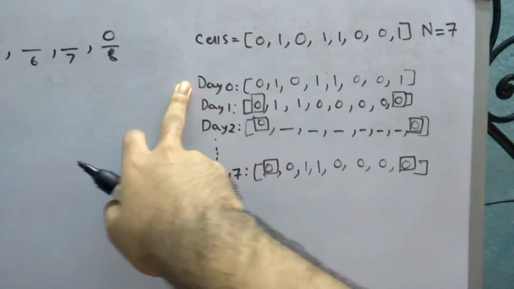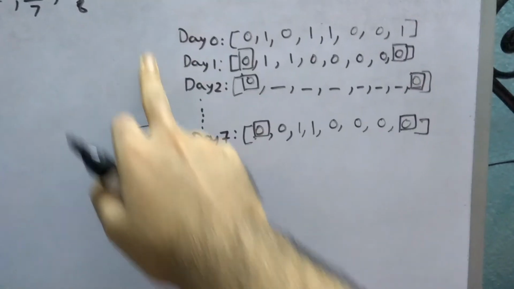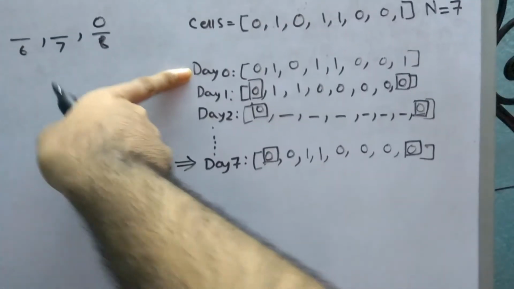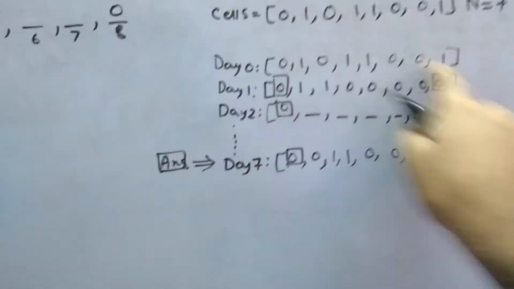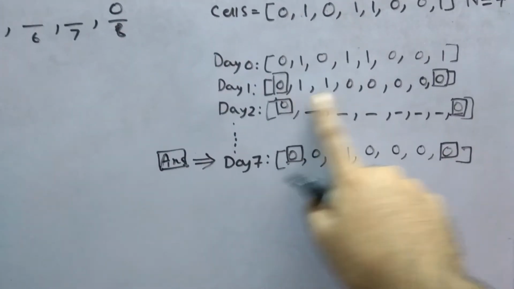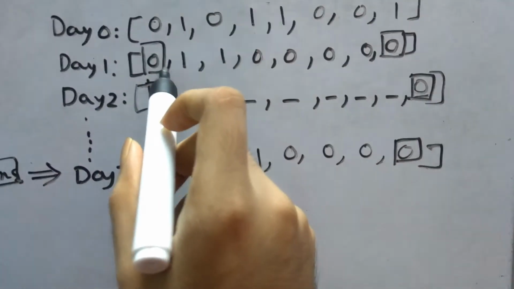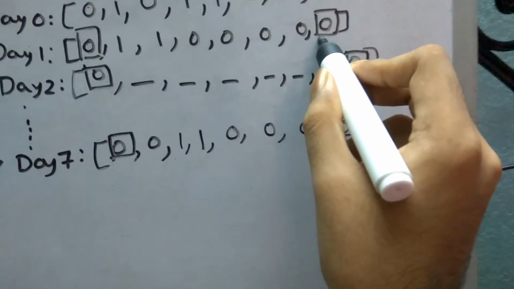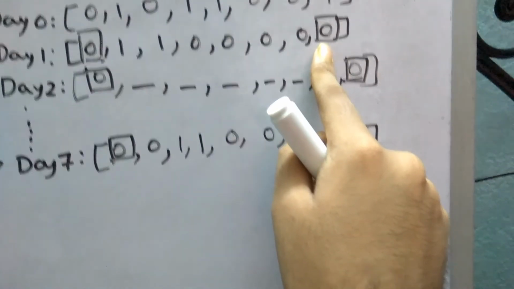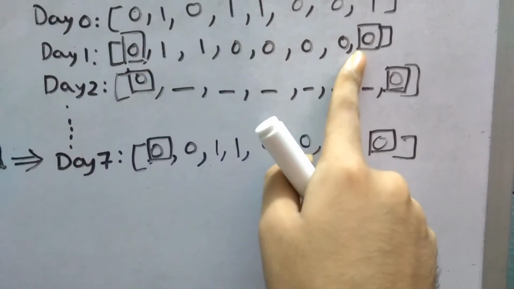First of all, I have written down the way they are transforming. At day 0 it is given. So at day 1, how are we getting this state? First we have to understand that the first index and the last index, n minus 1, 8 minus 1, that is the 7th index, will always be 0.